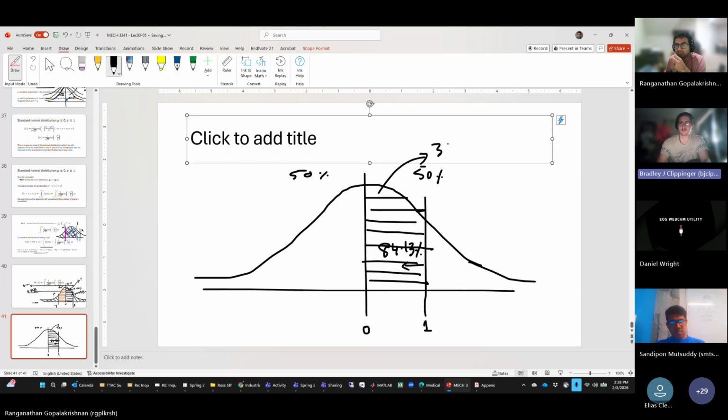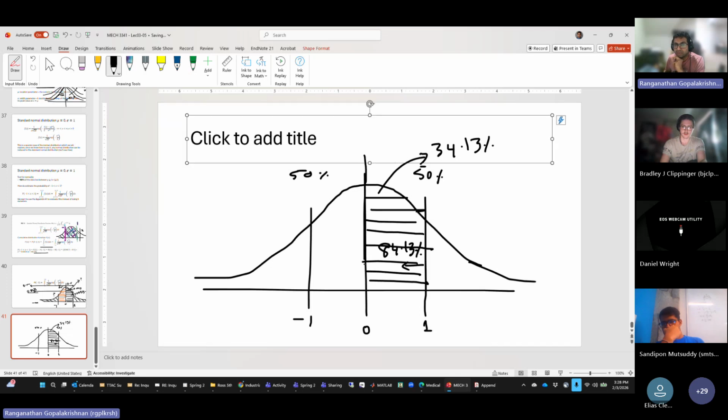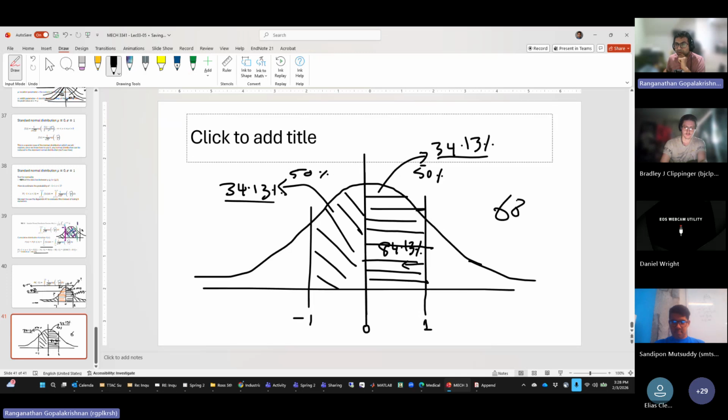Gotcha. Thank you. And if it's 34.13% between 0 and 1, then between -1 and 0, that's like literally hinging this sheet of paper at this line and flipping it about the vertical axis. That's this line. So this is exactly this flipped 180 degrees. So this should also be 34.13% by symmetry. So what is contained between -1 to +1 should be this plus this, which is 68.26. Thanks for the question.